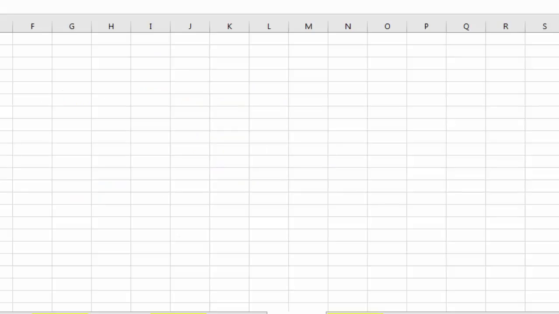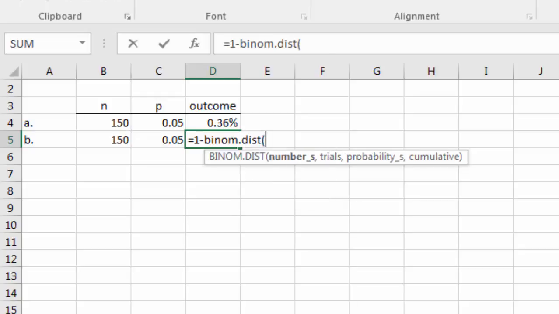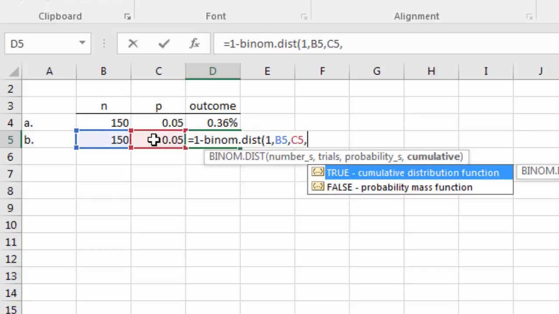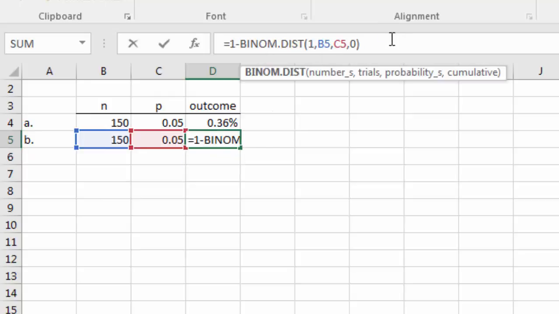Okay, so let's go ahead and enter that in, punch that in. 1 minus binom dist. Number of successes is now just 1. The trials is 150. And probability, of course, is a constant 0.05. And we're looking for false. I forgot to add a parenthesis. Okay, Excel added it for me. So that's what it looks like.